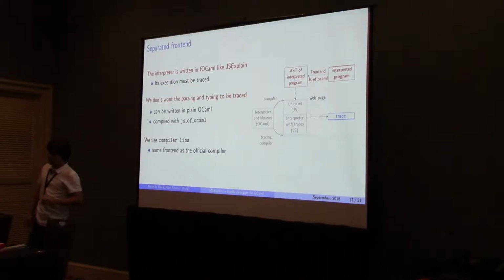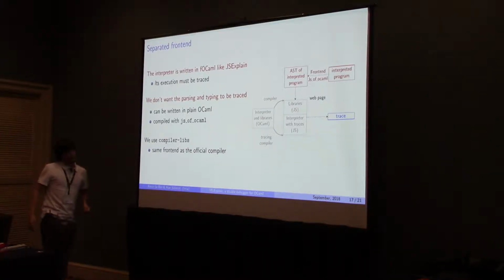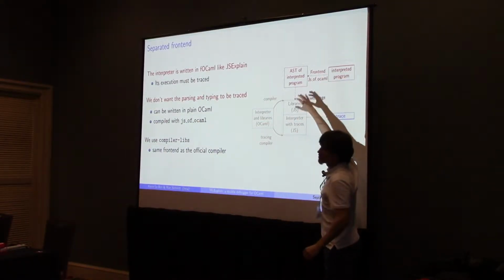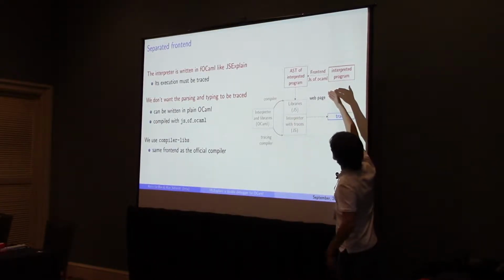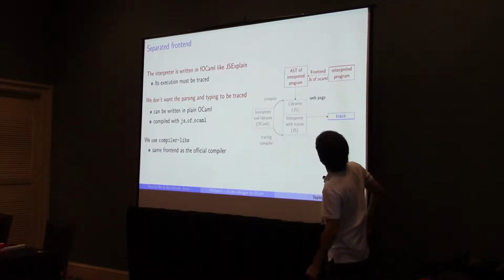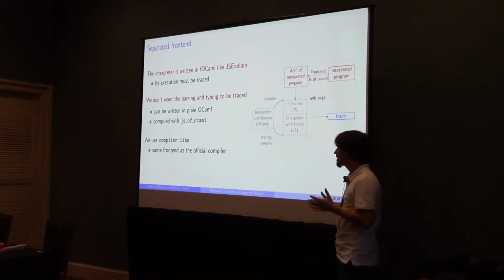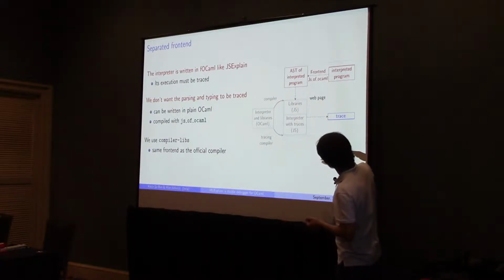So we put it away, we write it in plain OCaml and use JS of OCaml to compile this part. We use the compiler libs to do the parsing and typing process, because it's the same front end as the official compiler, so we are sure of the output. Here in our figure is our system. You have the front end in red. Our interpreted program is parsed and typed in the front end compiled to JS of OCaml. We obtain an AST, which is translated into another AST representation that our backend can understand.